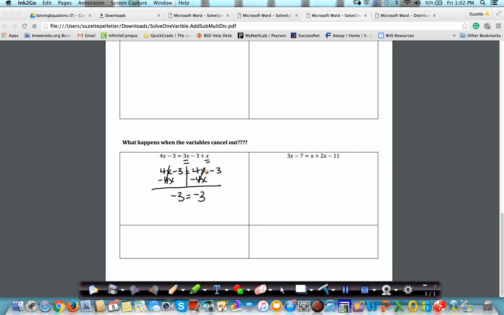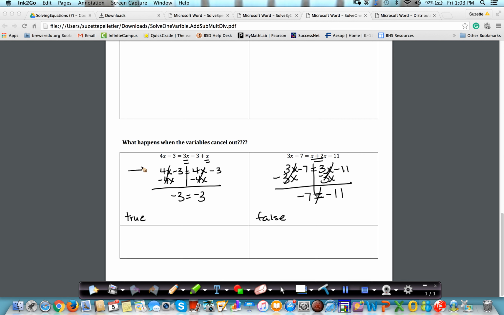Okay, now before we even talk about what that means, let's go over here and solve this one. 3x minus 7 equals, combine your like terms, 3x minus 11. Again, there's your balance. Subtract 3x from one side, subtract 3x from the other, and you get negative 7 equals negative 11, which is not a true statement. Okay, so one is a true statement, and one is a false statement. This tells us something about our equation.